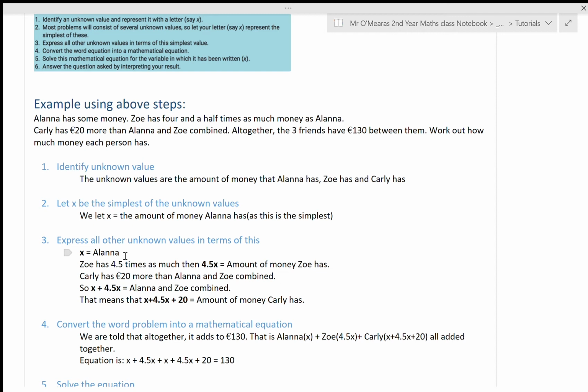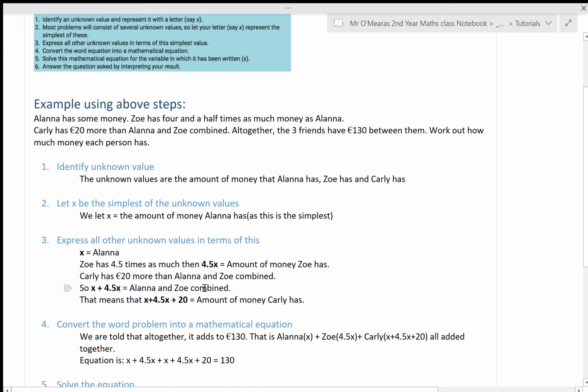Zoe, read back the question. It says Zoe has 4.5 times that. So 4.5 times means 4.5 multiplied by whatever Alana has, and we now let Alana equal X. So 4.5x must be how much Zoe has. Carly has €20 more than Alana and Zoe combined. So €20 more means plus 20. Okay, €20 more means plus 20.